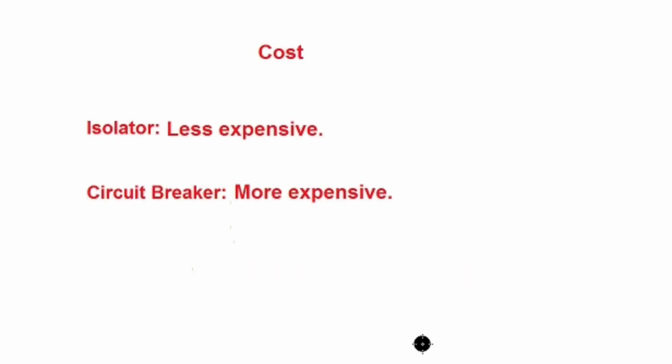From the economic point of view, the isolator design is very simple, since its operation is done only under no load condition. But a circuit breaker is designed so that it can operate under no load and on load conditions, and it can also operate automatically. That is why the design of the circuit breaker is complicated with a lot of components, and why a circuit breaker is more expensive compared to an isolator.